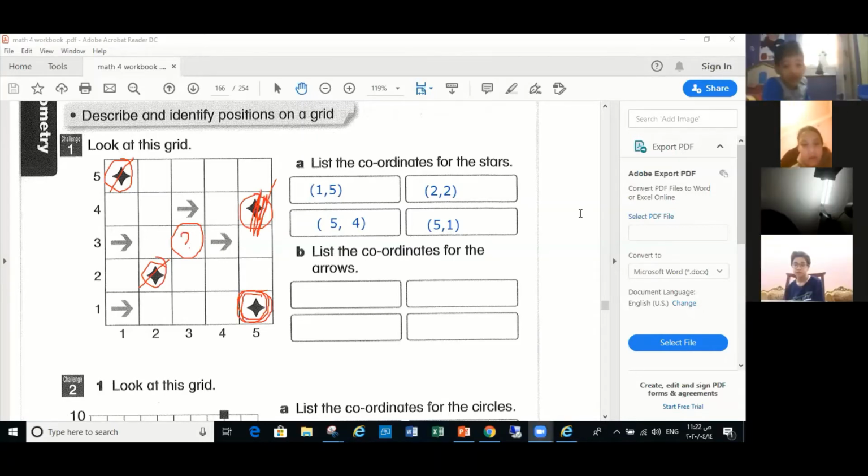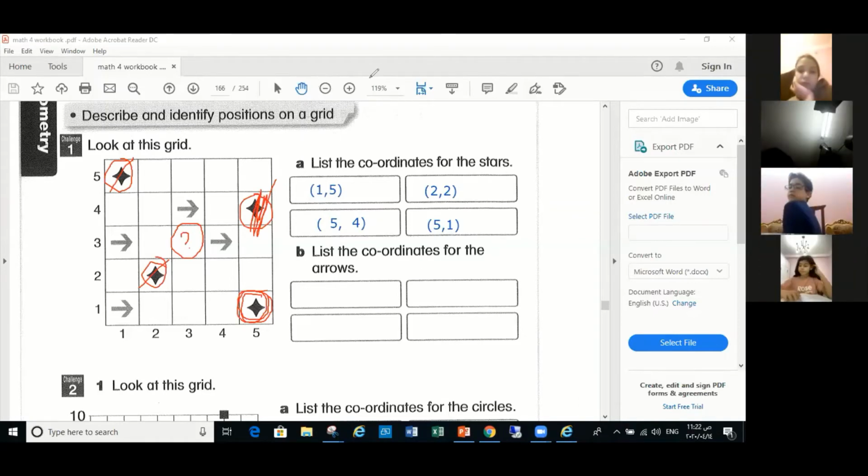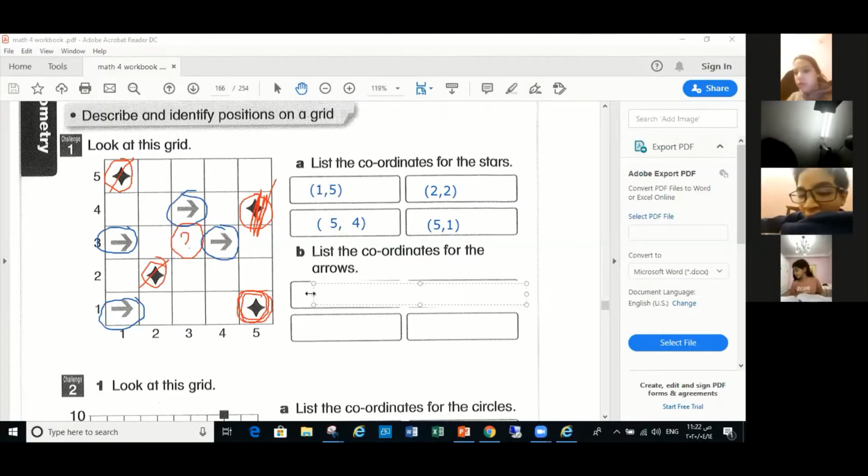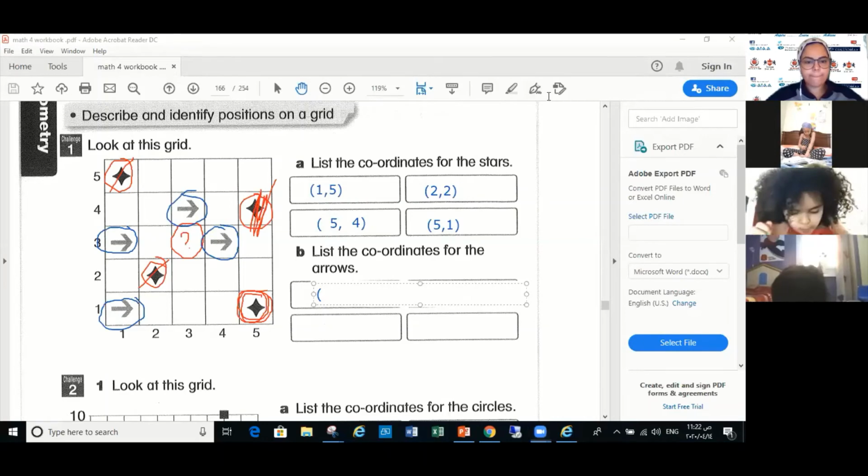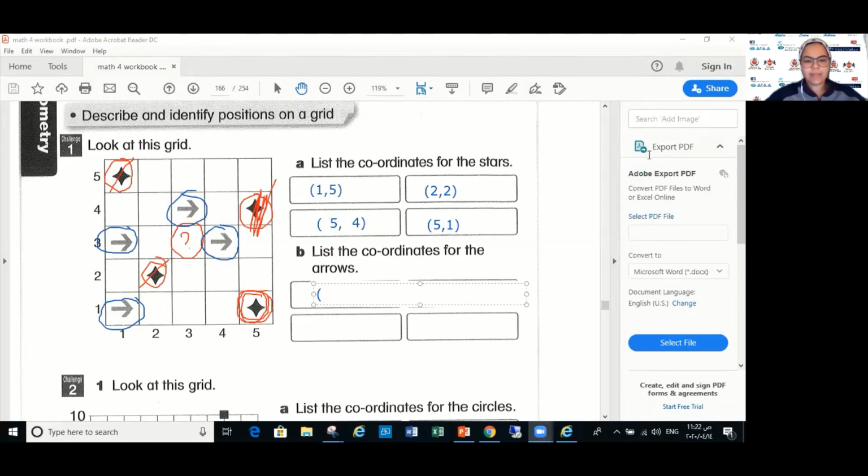Where are the positions of the arrows, boys? Ali, good morning. We have here, Ali, how many arrows? 4 arrows. 1, 2, 3, 4. Choose any one of them and tell me what are the coordinates quickly. I will choose this. So what are the coordinates?